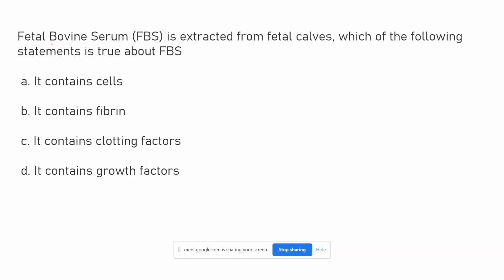Now the next question is, fetal bovine serum or FBS is extracted from fetal calves. Which of the following statements is true about FBS? So the four options are: it contains cells, it contains fibrin, it contains clotting factors, it contains growth factors. So FBS here contains growth factor. It is a highly enriched serum, and it aids in cell growth.